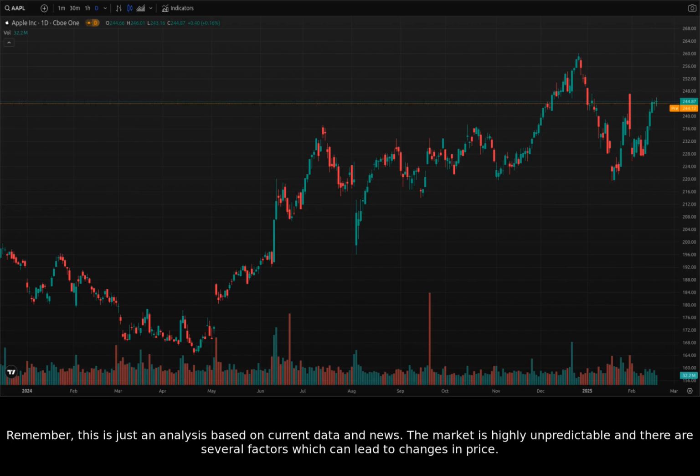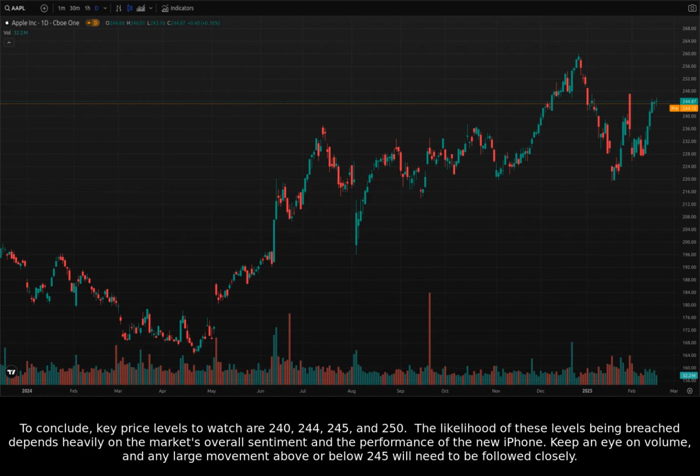Remember, this is just an analysis based on current data and news. The market is highly unpredictable, and there are several factors which can lead to changes in price. To conclude, key price levels to watch are 240, 244, 245, and 250. The likelihood of these levels being breached depends heavily on the market's overall sentiment and the performance of the new iPhone. Keep an eye on volume, and any large movement above or below 245 will need to be followed closely.